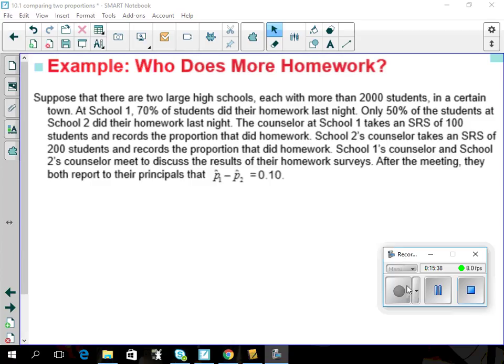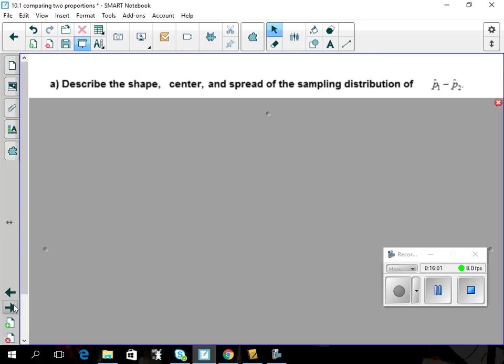So if you read this problem, it's already gone ahead and given you what the difference of the two proportions are. Do you agree? The two sample proportions, it's told us we don't know how many out of 100 and how many out of 200, but I know that they report together that the difference between the sample proportions is 10%. Are we good so far? Okay. Good.